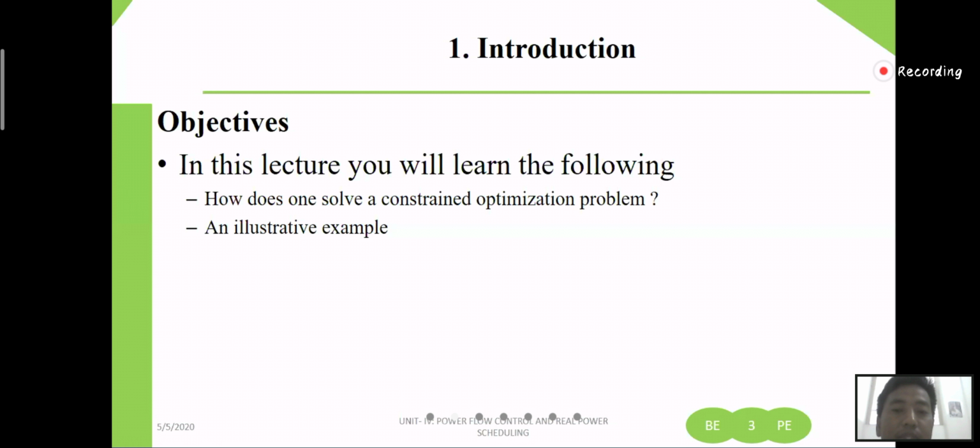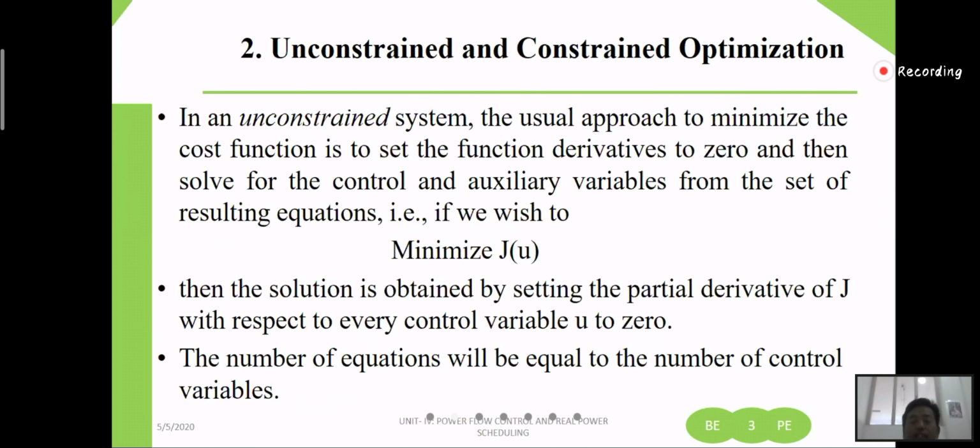Here we'll just see the two constraints of a power system and try to solve the problem. One is considering the equality constraint, another is the inequality constraint, and then we'll try to see how to schedule the real power.